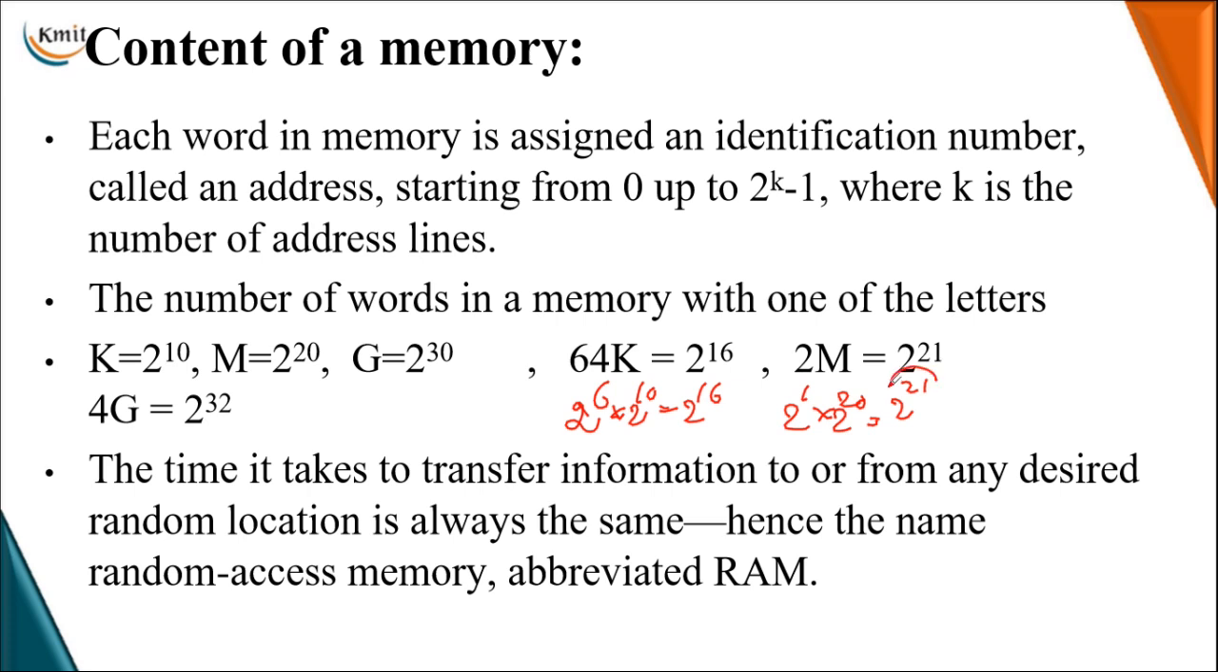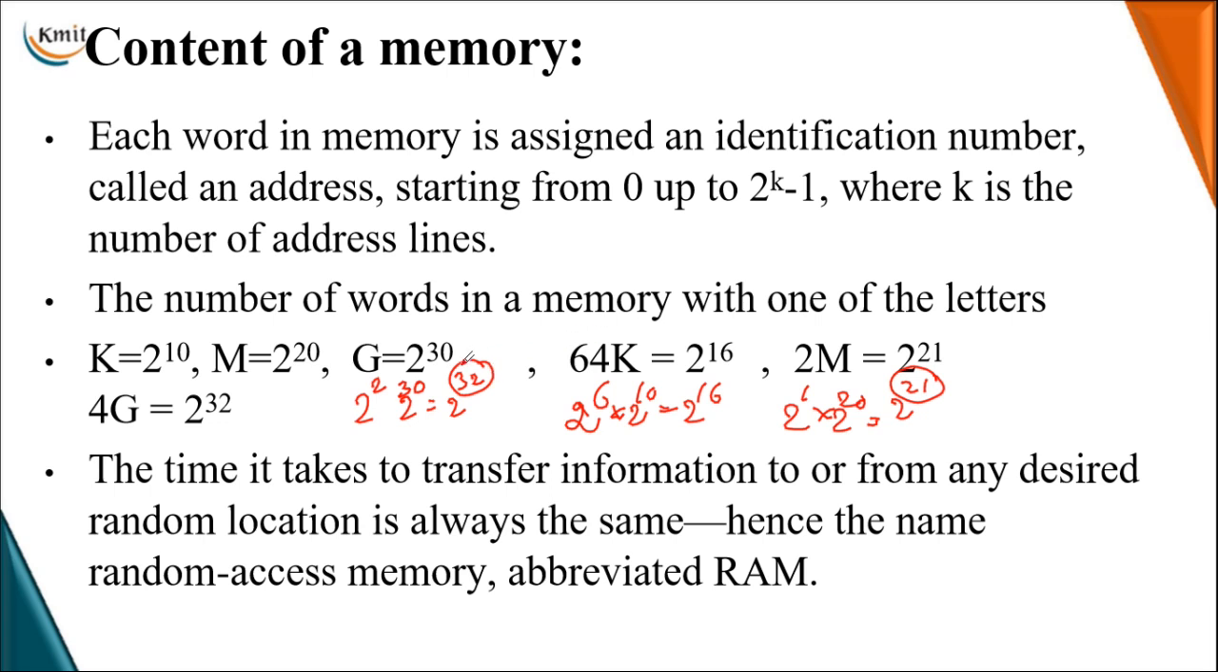So we require 21 address lines in order to locate one of the memory locations of 2 mega words. In the same manner, 64 kilo requires 16 address lines. Next, 4 giga is 2 power 2 into 2 power 30, hence it requires a total of 32 address lines to locate one of the memory addresses.